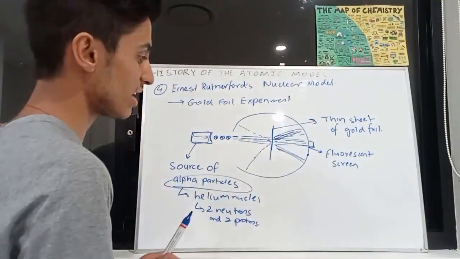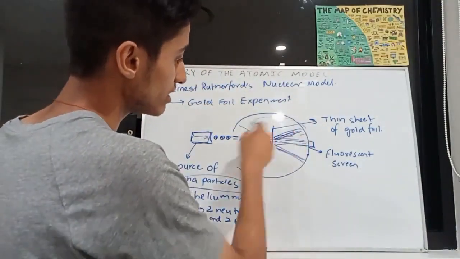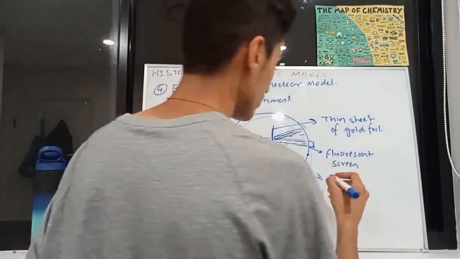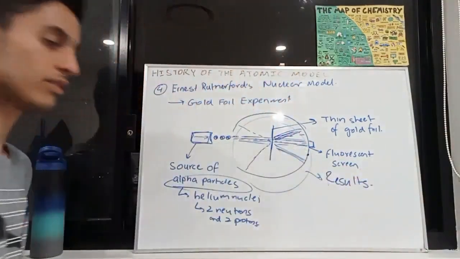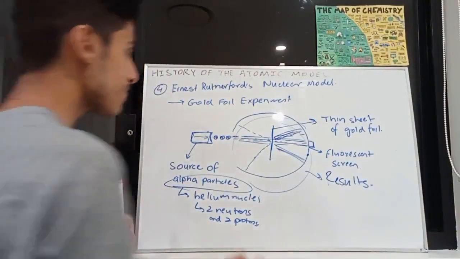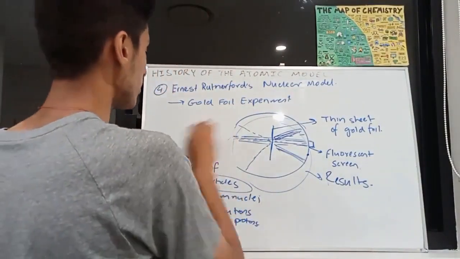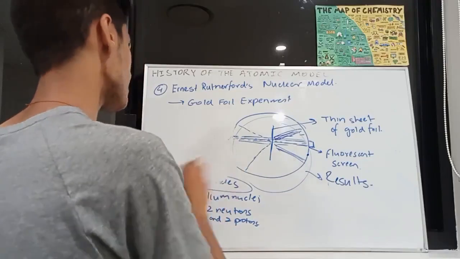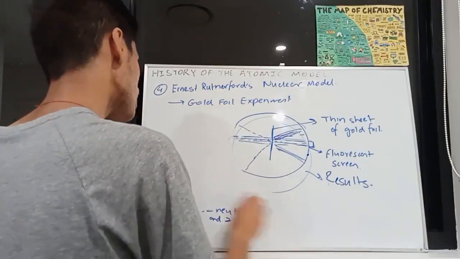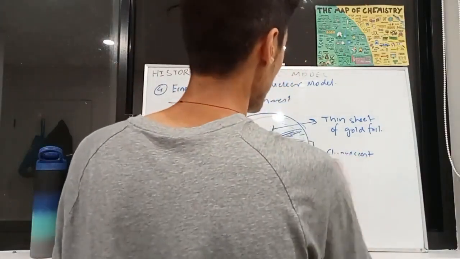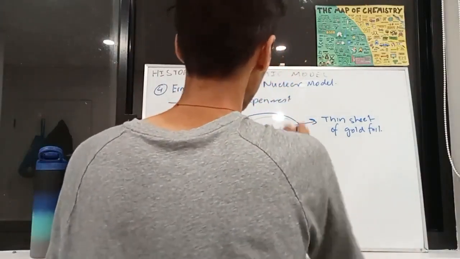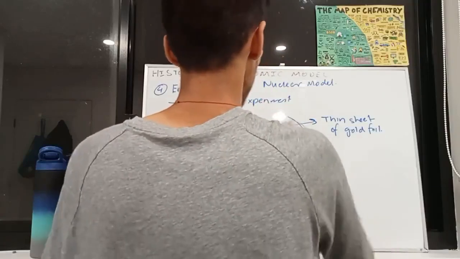So let's look at Rutherford's hypothesis. This diagram is showing you the results of the experiment. He looked at the results, and then he asked, okay, what do we understand from this, and what can we conclude about the model of the atom from what we have just seen over here?